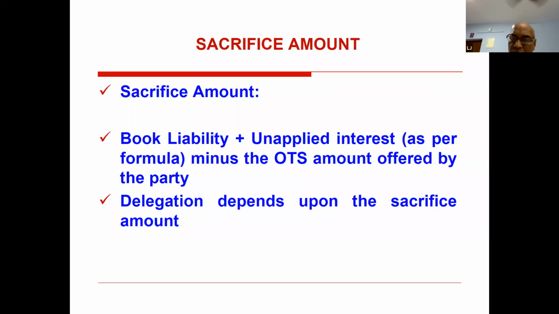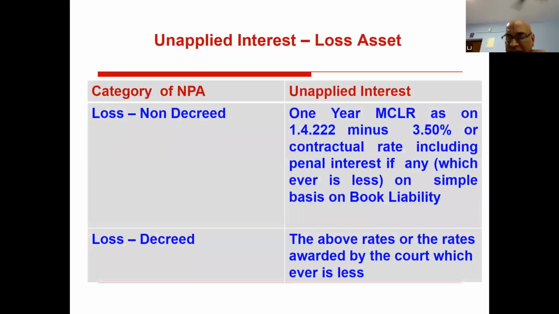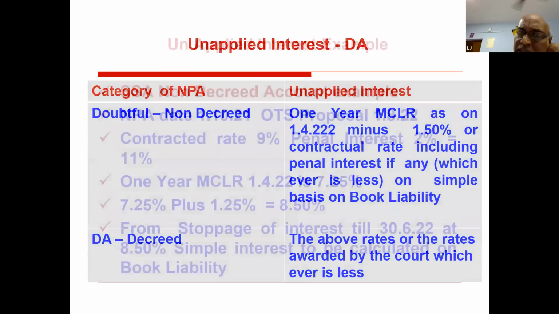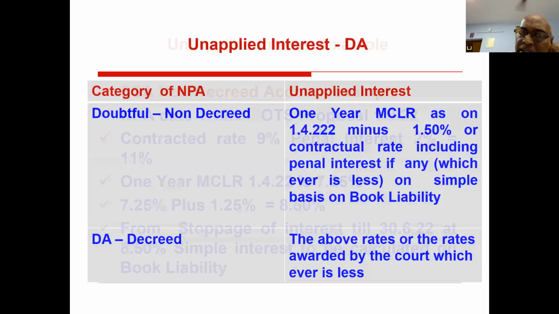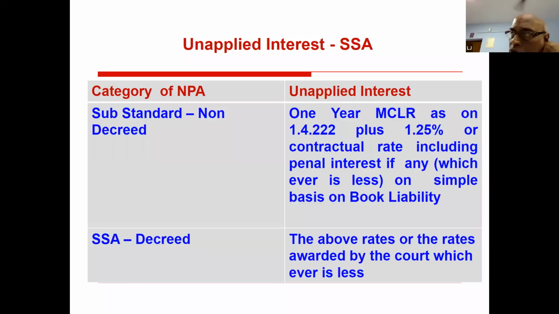Here, friends, I want to ask you one question. If it was a direct class, we would have discussed it over there. I told you what is sacrifice: book liability plus unapplied interest as per the formula given. If it is not SSA, if it is a substandard, this is the formula that we have seen. And then we have seen minus 1.50, minus 3.50. At any point of time, will there not be any sacrifice?